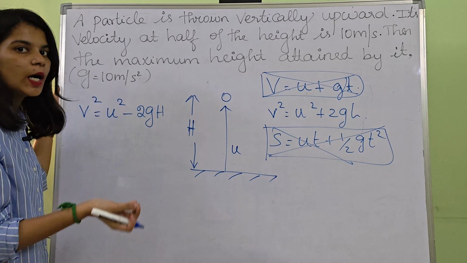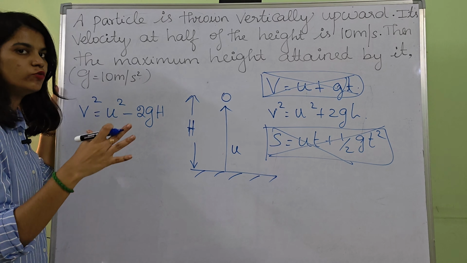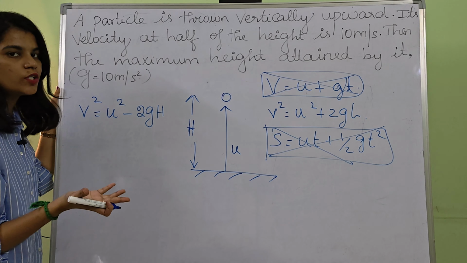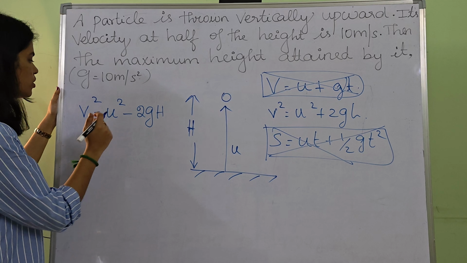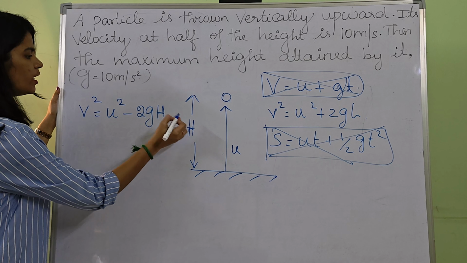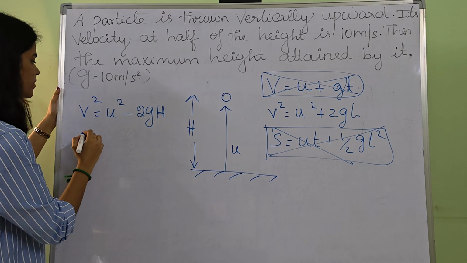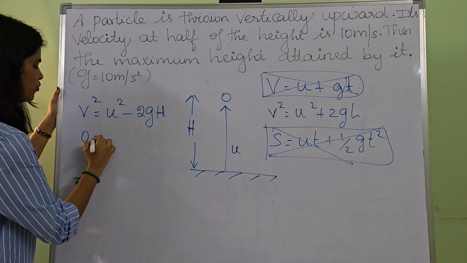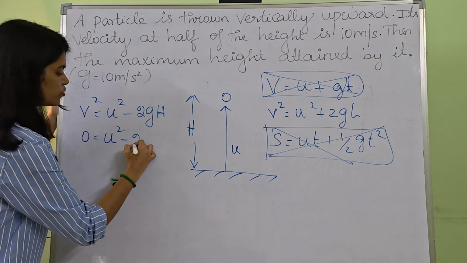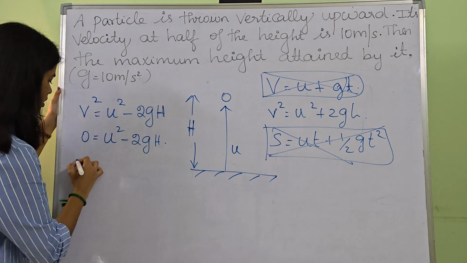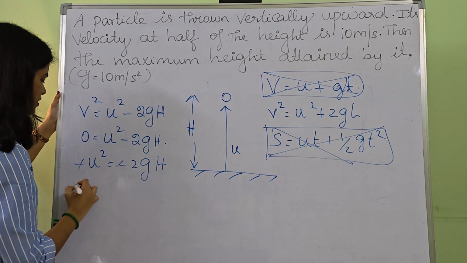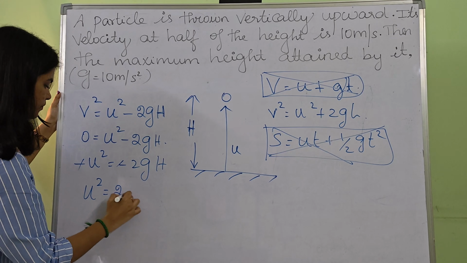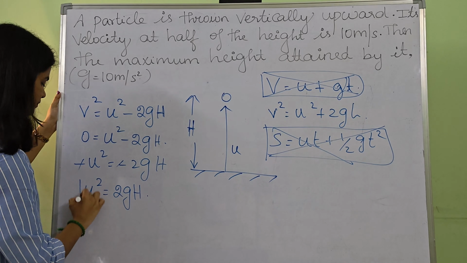Whenever an object moves in upward direction, your velocity reduces. There is a retardation concept. So at that time your acceleration due to gravity will be negative. So now just substitute based on this condition. Here final velocity will be 0. Initial velocity u as it is, minus 2gh. So then 0 equal to u square minus 2gh. Minus minus get cancelled. So u square equal to 2gh.